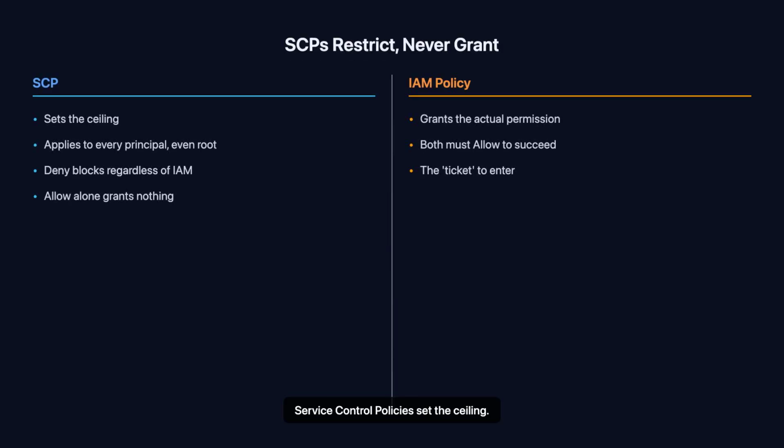Service control policies set the ceiling. They restrict, they never grant. An SCP applies to every principal in a member account, including root, though SCPs do not restrict the management account. A deny there blocks the action no matter what IAM says. But an SCP allow on its own grants nothing. Think of the SCP as the venue's capacity limit and the IAM policy as your actual ticket. Both have to say yes before you get in.